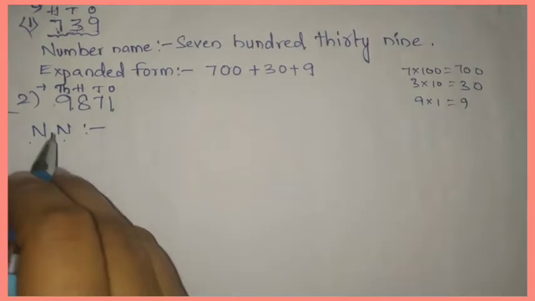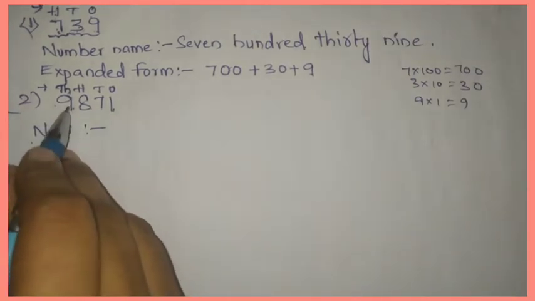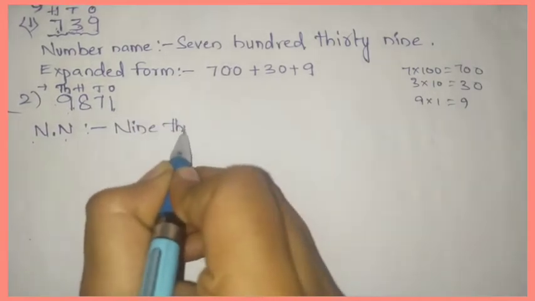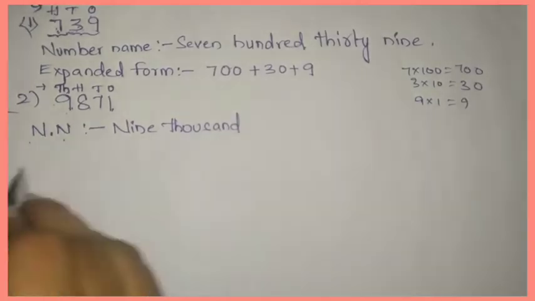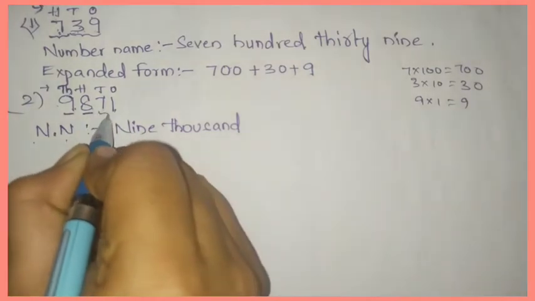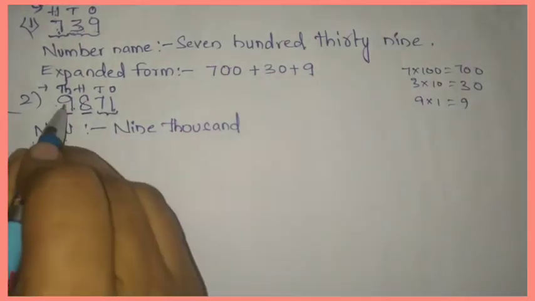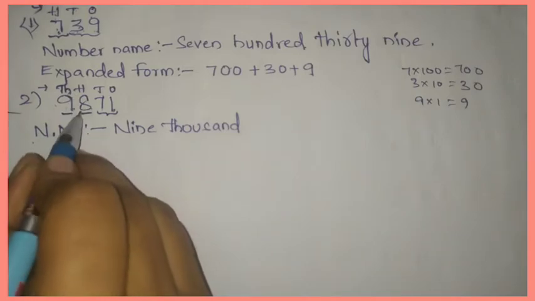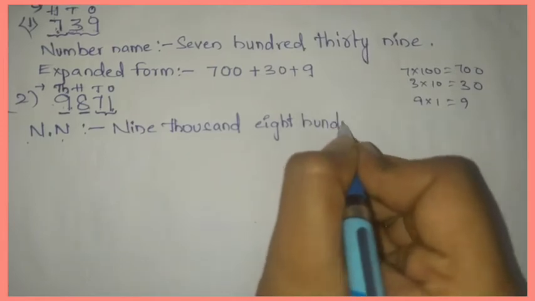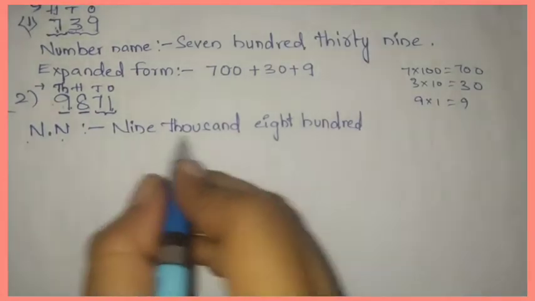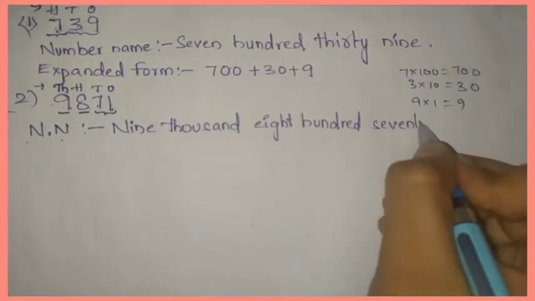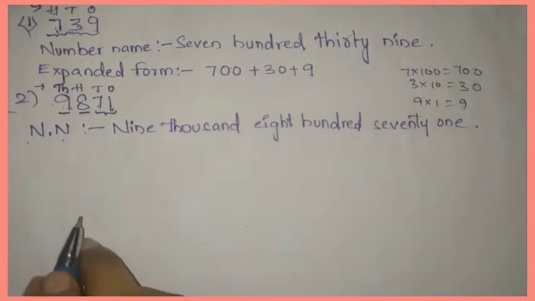Number name. How many thousands are here? 9. So, nine thousand. Okay. We'll write thousands separately, hundreds separately and tens and ones at a time. 9,000. How many hundreds are here? 8. So 800. 9,800. 71. This is a number name.